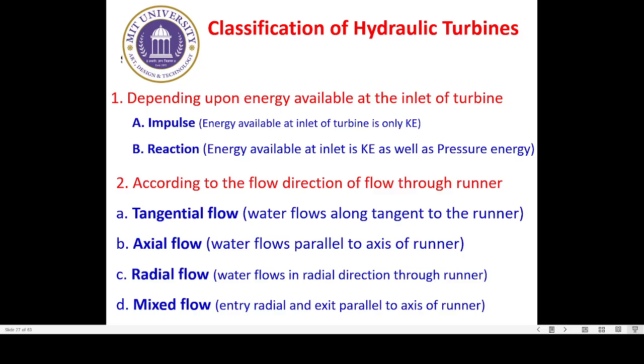Similarly, if the water flows in the radial direction across the runner, such turbines are called radial flow turbines. We can have two configurations for radial flow turbines: inward radial flow or outward radial flow. If the water flows from the outer periphery to the inner periphery of the runner, the turbine is identified as an inward radial flow turbine. On the other hand, if the water flows radially from inward to outward, meaning water enters at the inner periphery and leaves at the outer periphery, such a turbine we call an outward radial flow turbine.